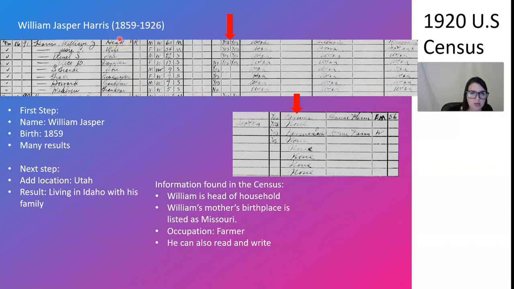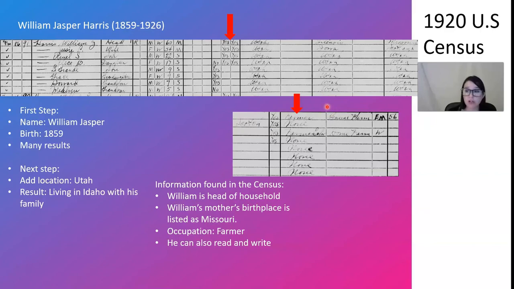And so he's right here, William J., his wife, his children. He's renting. He can read and write. His parents are from Illinois. And this one says his mom's from Missouri, which I thought was interesting. And now it states he's a farmer on a general farm, so his own farm. So he went from railroad to farming. So unfortunately he dies in 1926. So he's not in the 1930 census.